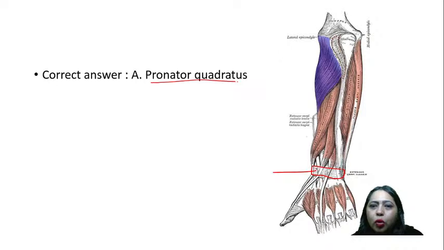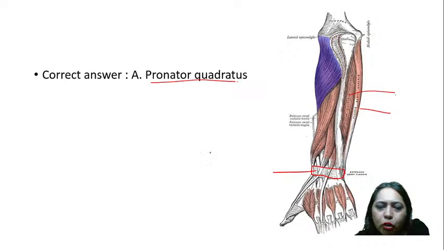So pronator quadratus. You can see many muscles here. Flexor carpi ulnaris you can see, flexor digitorum you can see, the others you can see, but where is this pronator quadratus? That pronator quadratus is exactly where there is this place to wear the watch. So quadratus, the name itself tells it is like a rectangle.